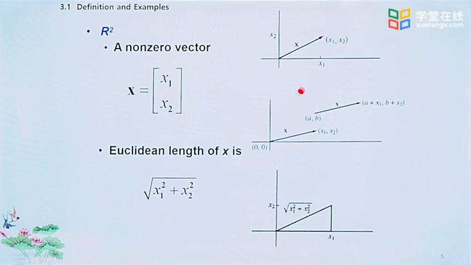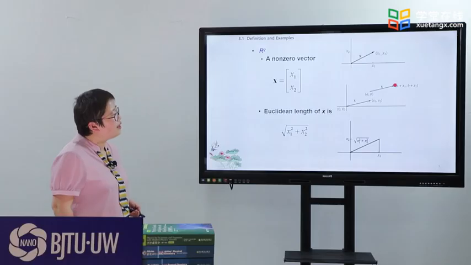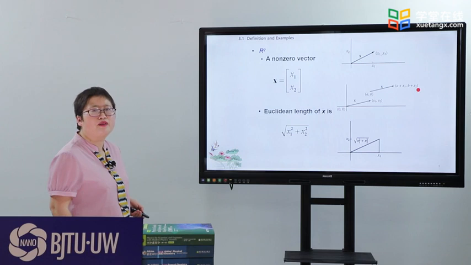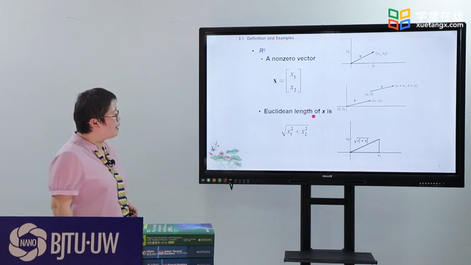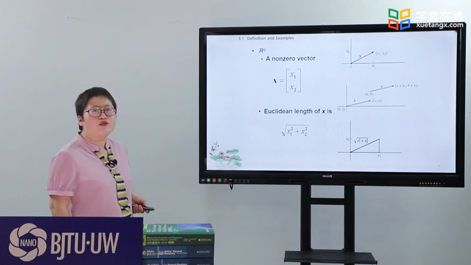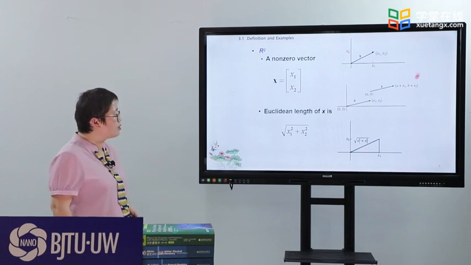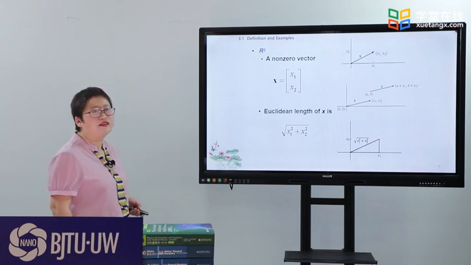Okay, and here, you can draw this vector from the origin, 0, 0 point, and also you can start from any other point in this 2-dimensional space. For example, you start from a, b, from this point. Then the vector x is parallel to this x, and the coordinate of the endpoint of x is a plus x1 and b plus x2 for the second component. And the Euclidean length of x is defined as the square root of x1 squared plus x2 squared. So here is the length of this vector.